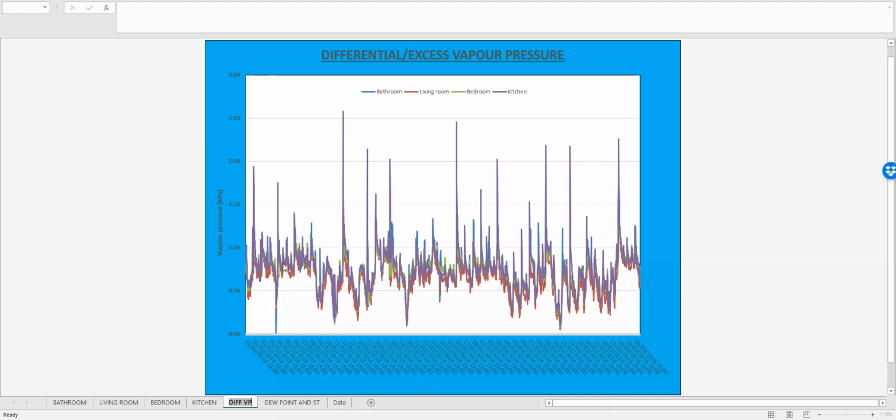Now, as you can see here, there are some massive spikes. So we're just going to look here. So the purple, as you can see, these big ones here, that's the kitchen. So you can expect big spikes here.